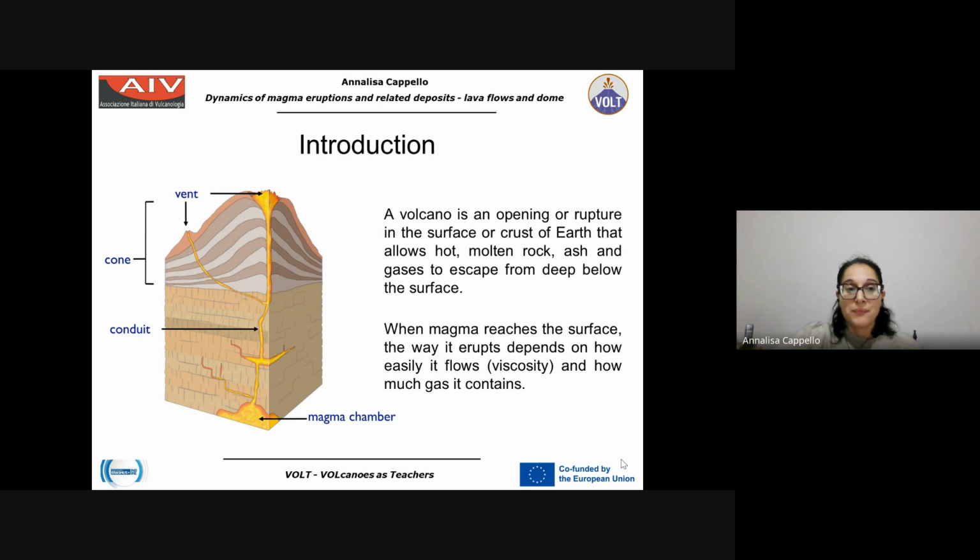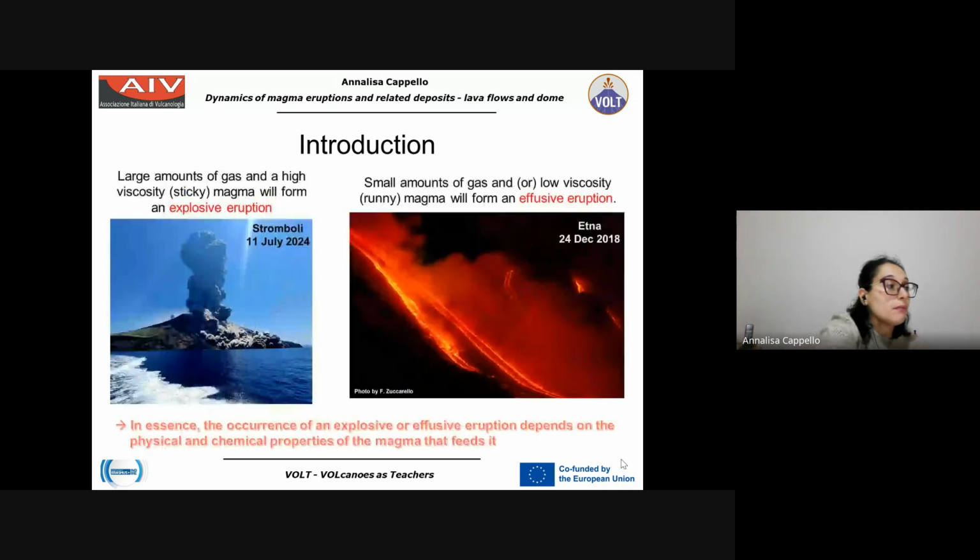Then the main volcanic conduit, where the magma passes to rise from the magma chamber to the surface, and then the crater or summit vent where the main conduit flows. And then there can be also one or more secondary conduits which give rise to lateral vents or eruptive fissures.